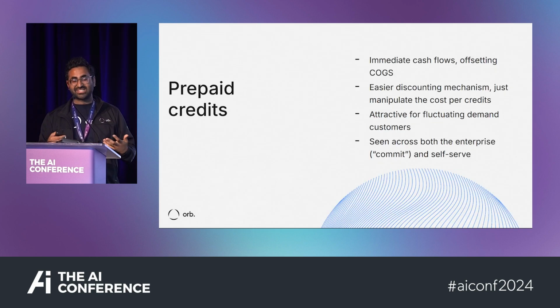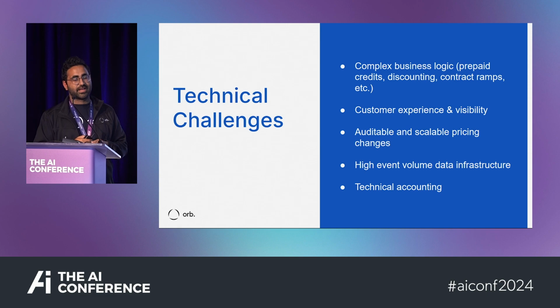A pricing model we see a lot that's related to this is being able to roll something like prepaid credits out, and this gives you a ton of axes of being able to differentiate and add levers to your pricing to account for fluctuating demand or enterprise contract structures. So being able to do this can be really valuable.